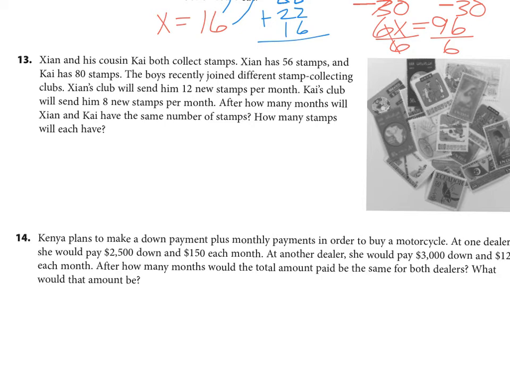I'm not very good with these names. Zion and his cousin Kai both collect stamps. Zion has 56 stamps. Kai has 80 stamps. The boys recently joined different stamp collecting clubs. Zion's club will send him 12 new stamps per month. Kai's club will send him 8 new stamps per month. After how many months will Zion and Kai have the same number of stamps? How many stamps will each have?